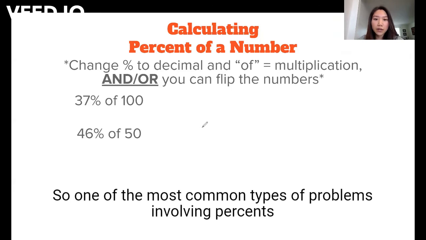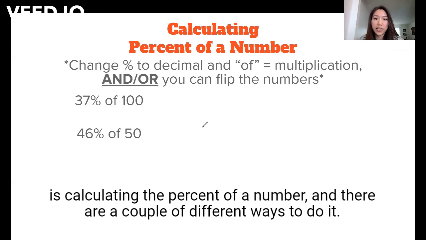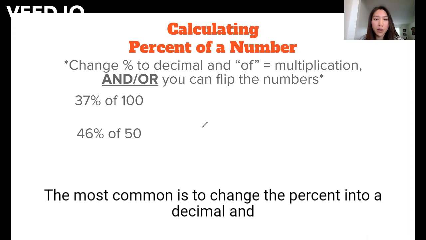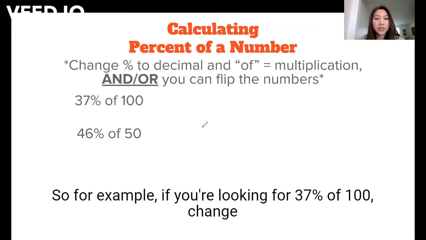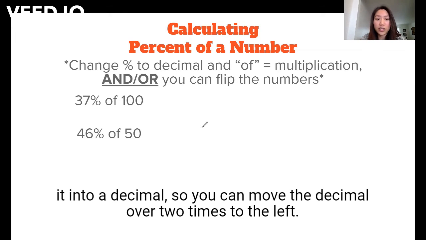So one of the most common types of problems involving percents is calculating the percent of a number. And there are a couple different ways to do it. The most common is to change the percent into a decimal, and then to remember that in math, "of" means multiplication. So for example, if you're looking for 37% of 100, change it into a decimal.